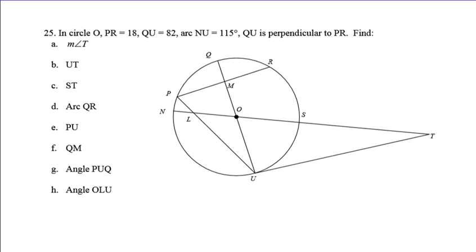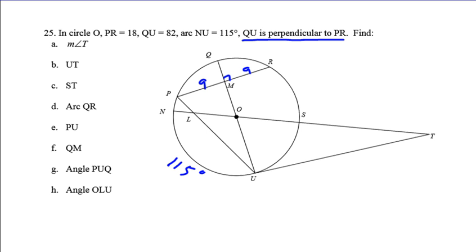Number 25. First thing to do is put all the givens in. PR is 18. I'm thinking this is perpendicular. QU is perpendicular to PR. So that means that this 18 is getting cut in half. Each of these are 9. And U is 115 degrees.